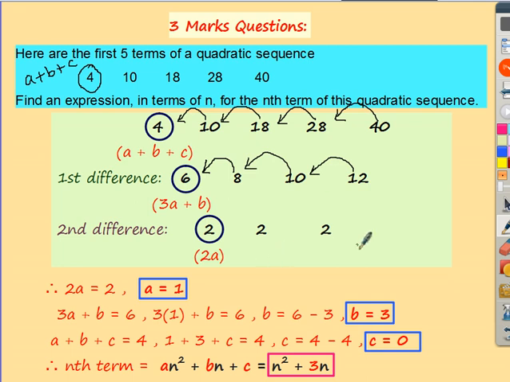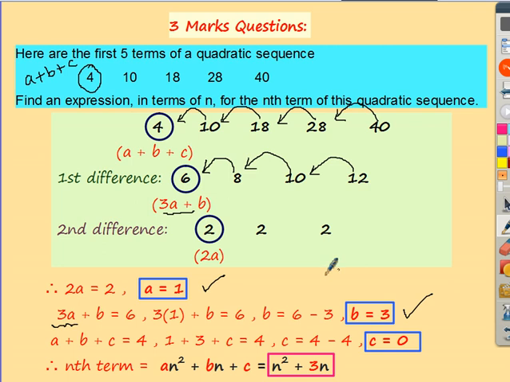So everywhere I am getting 2, which is my 2a. So I write 2a equal to 2. So a is 1. Now 3a plus b is 6. So a I have got already 1. So 3 plus b is 6. So b is 6 minus 3. b is 3. Let us go a little slow.